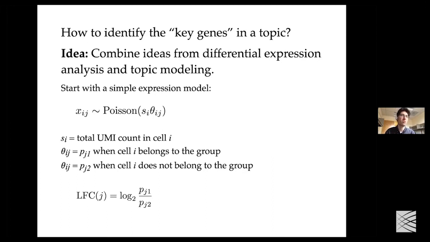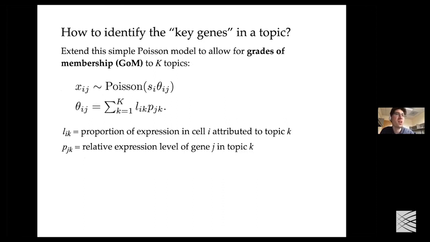And there's a reason it's simple now, because we're going to make it a little bit more complicated in the next slide. And so now to make this model more flexible, we're going to adopt the idea from topic modeling, where we're going to allow cells to have different grades of membership in different groups or topics. And so that's captured by these l_ik. l_ik represents the proportion that each cell i is a member for each topic k. So we call this the grade of membership differential expression.